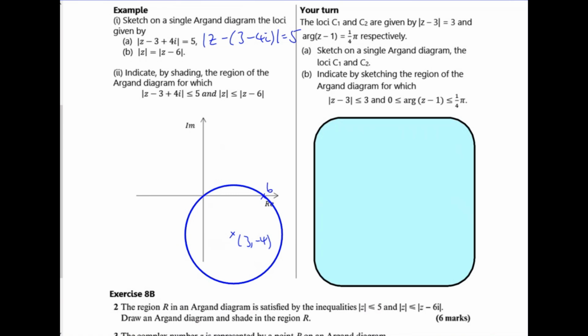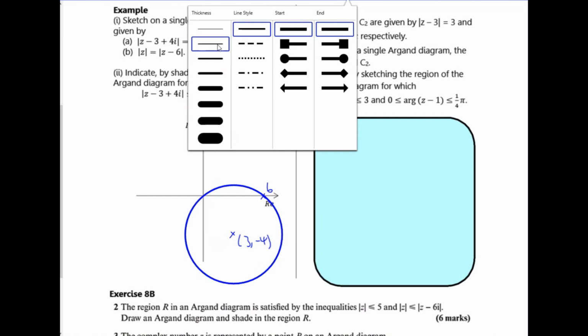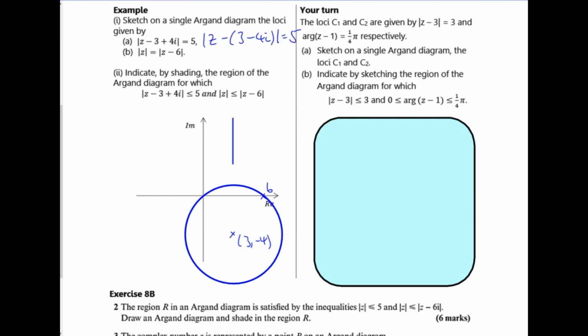Now, it turns out that this circle will go through the real axis at 6, and we can tell that because of the symmetry of the circle. The center x coordinate is 3, which means the points where it crosses the x-axis should be symmetrical either side of it. Because it goes through the origin, I know it will also go through 6. A perpendicular bisector will then go through the center of this circle, so it goes down through 3. That is a solid line again because it's a less than or equal to inequality.